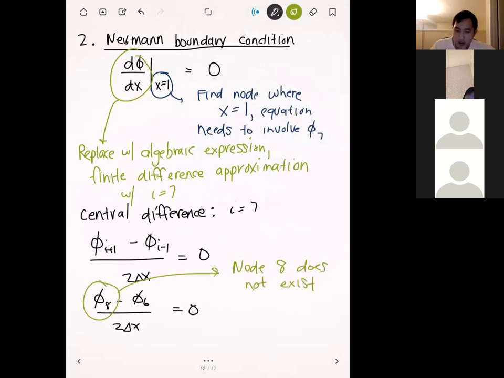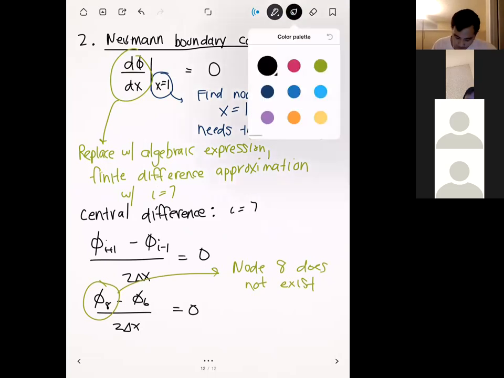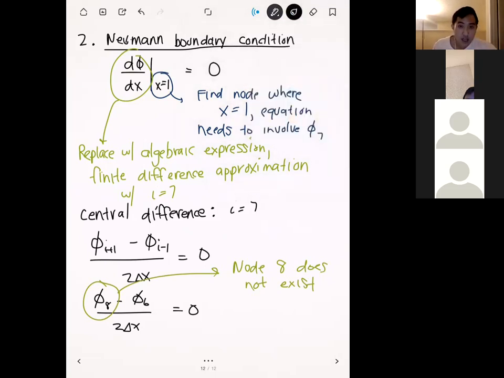Right? And since our grid only goes up to 7 nodes, phi 8 just doesn't exist, right? And if it doesn't exist, then we can't use this equation, right? And so we're kind of stuck here. So what we can do instead of using a central difference scheme is use a different one that doesn't have phi i plus 1. So let's try backward difference.